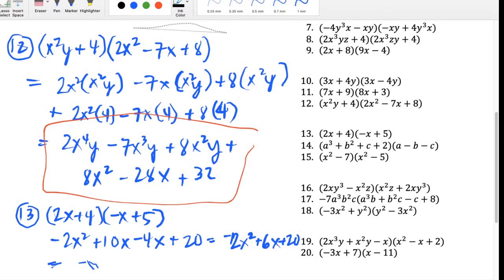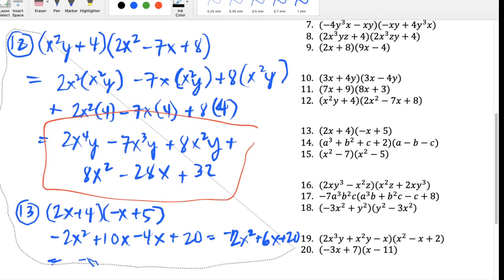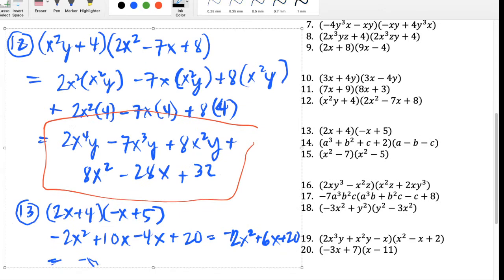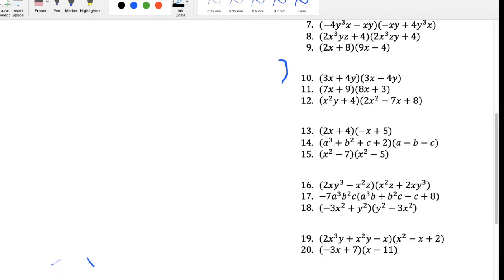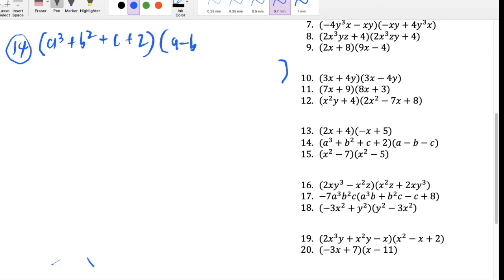Wala namang questions, no? Okay. Now, let's answer. Anong number na ba? 14? Number 14. We have this. Okay, meron tayong polynomial with 3 terms times a trinomial. Plus 2 times a minus b minus c. Okay, so pareho lang sa ginawa kanina.